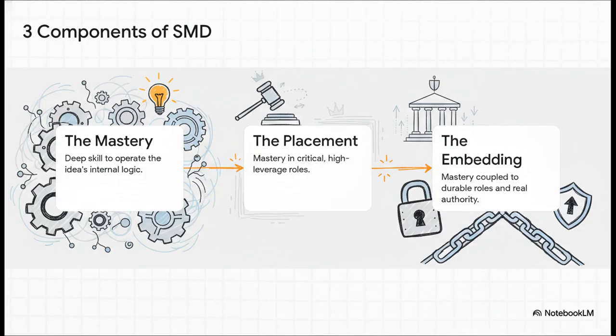Second, you need the right placement. Those masters have to be the judges, the regulators, the key ministers. Expertise sitting on the sidelines is useless. And third, you need embedding. Their jobs have to come with real, durable authority. When they make a decision, it has to stick.